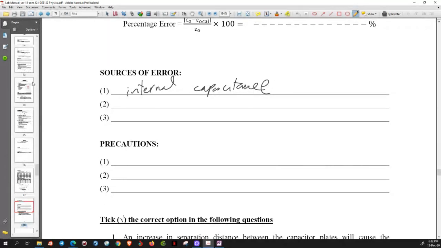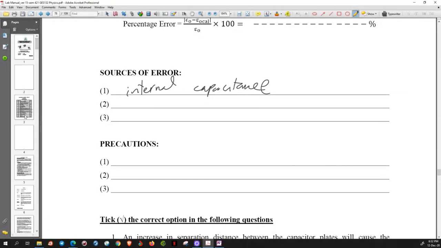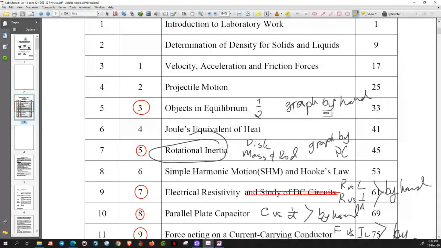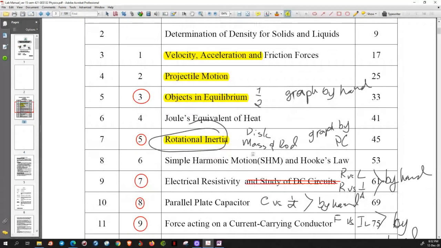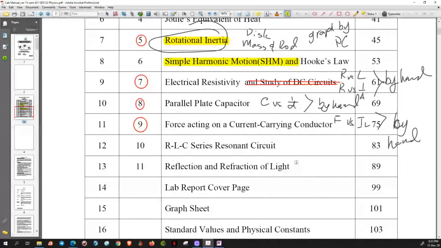Which experiments are mechanical? Well, which experiment doesn't require electricity? That's the idea. There are moving parts, okay? So let me highlight. The objects in equilibrium is a mechanical experiment. What else? Velocity is mechanical. It's not in the exam. Projectile mechanical. Rotational inertia mechanical. Simple harmonic motion mechanical. As you can see, okay? What about the others? This is electrical, electrical, electrical.